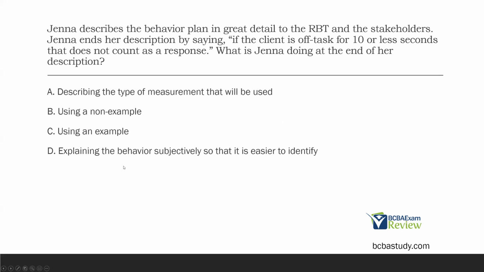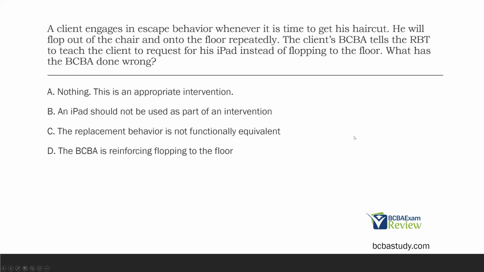And then D, explaining the behavior subjectively so that it is easier to identify. Do we explain behavior subjectively? No. Jenna is being objective about this. She's saying we know the client goes off task. If it occurs for 10 or less seconds, we're not counting that as a response. You can objectively measure 10 or less seconds. So what is Jenna doing at the end of her description? B, using a non-example. Task list H1.